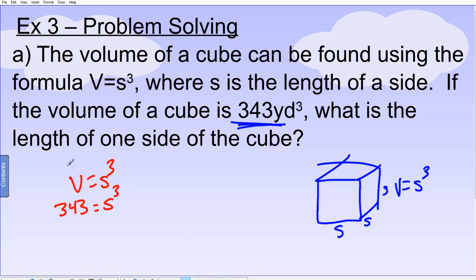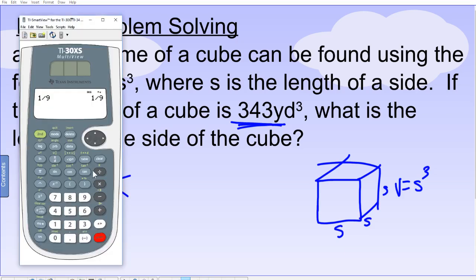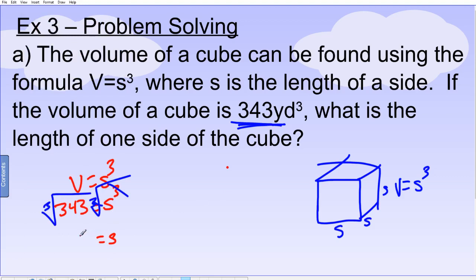Well, check this out. Look at my formula. I plugged in what I know. Now it's almost exactly like the previous problems we were doing. It's s cubed equals something. So if I cube root both sides, these cancel, and we get just s equals the cube root of 343. Maybe you don't know it. The cube root of 343 equals 7. So s equals 7. The length of each side is 7.